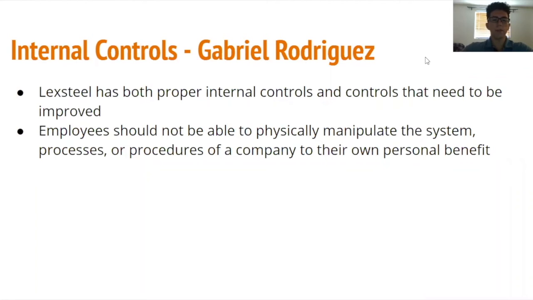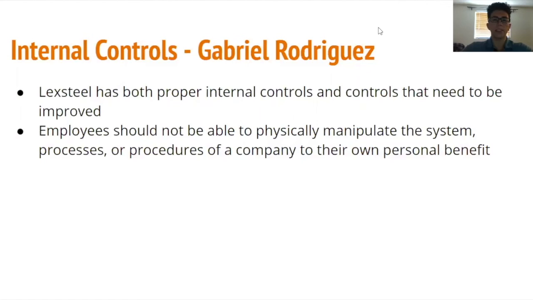While reviewing the company's internal controls, our team was able to determine that Lexsteel has some proper internal controls to protect the entity. However, it needs to change and implement others to have a better functioning program. The most important thing to consider regarding internal controls is that an employee should not be able to physically manipulate the system, processes, or procedures for their own personal benefit.